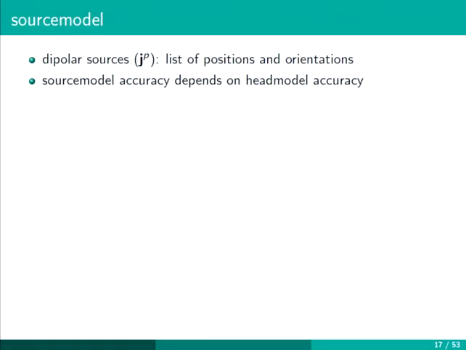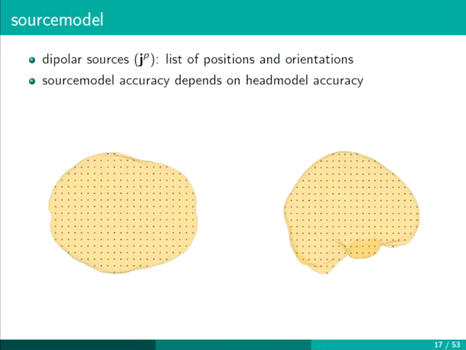And the source model accuracy depends on the head model accuracy. For example, if our brain compartment is more or less already accurately represented by this mesh, then we can create a grid and distribute uniformly positions inside of the brain compartment and consider those positions as dipole positions. And for example, the orientation will be the Cartesian one, so X, Y, Z.